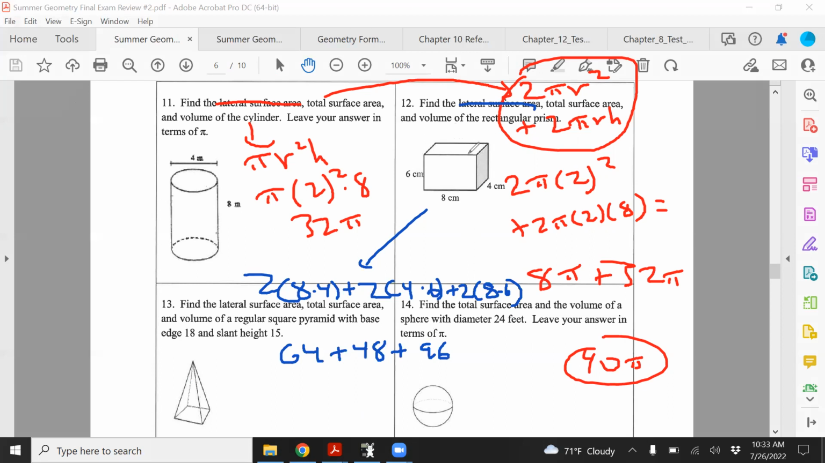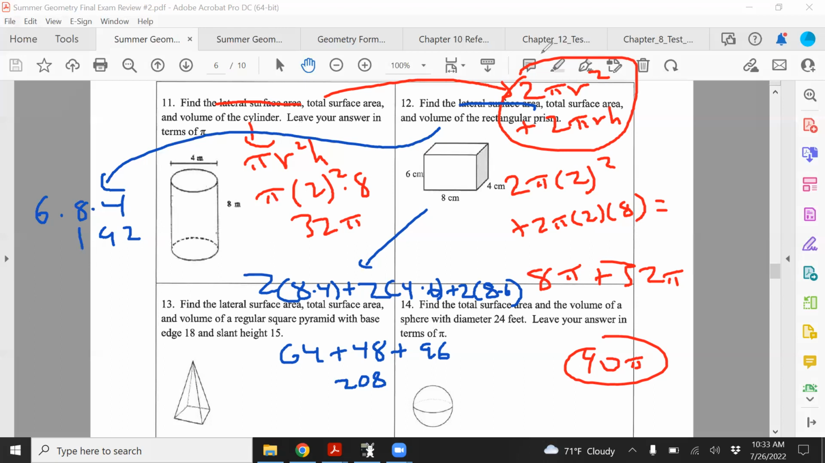For volume, I'll do over here. That's just going to be 6 times 8 times 4. So whatever that is, 32, 192, I think. 112, 202, I think this is 208. I don't know. So anyway, that's that. So hopefully that's not too bad. Cylinder, rectangular prism.